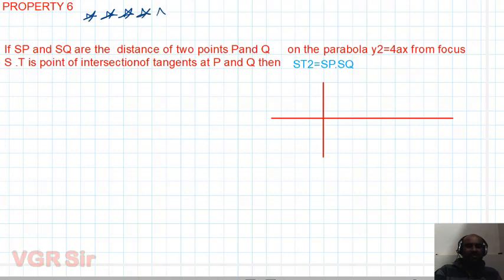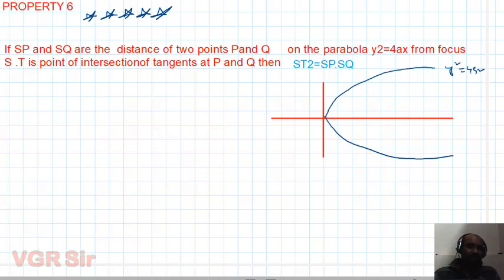Yeah, observe here. If SP and SQ are the distances of two points P and Q on the parabola y square equal to 4x from the focus S, and T is the point of intersection of the tangents at P and Q, then ST square equal to SP into SQ. Another interesting result. Observe all of you. First of all, I will draw a rough sketch for this. Yeah, this is a parabola y square equal to 4x.